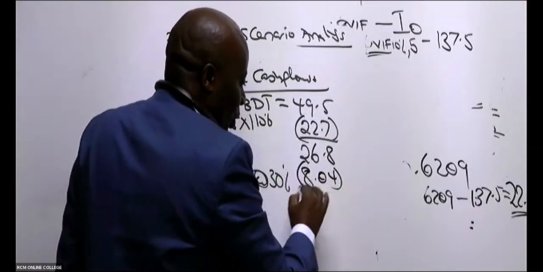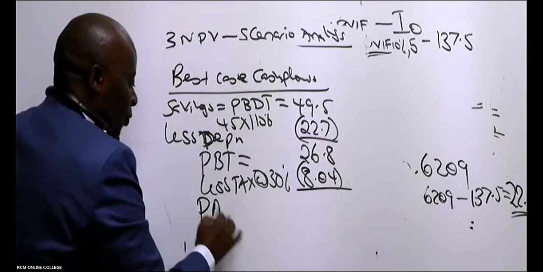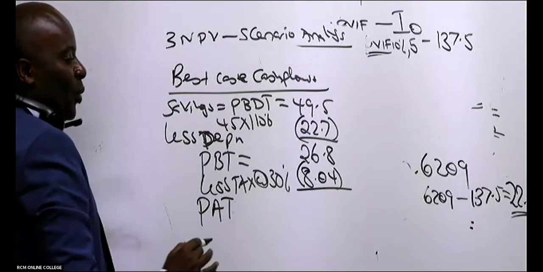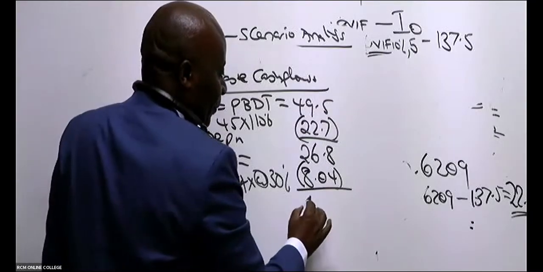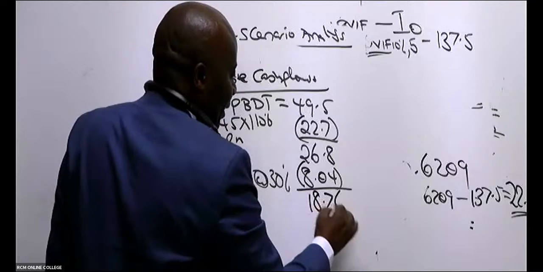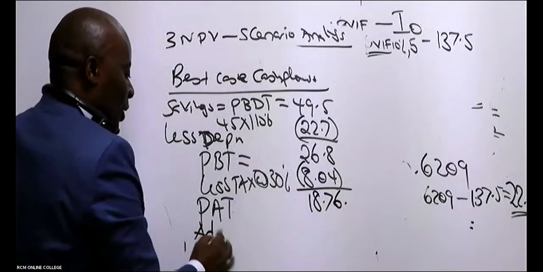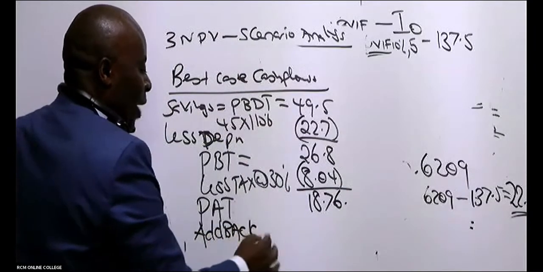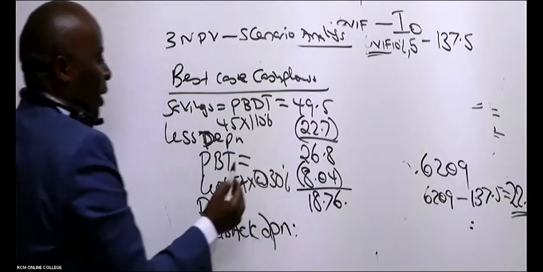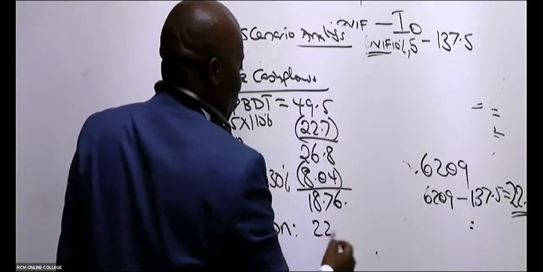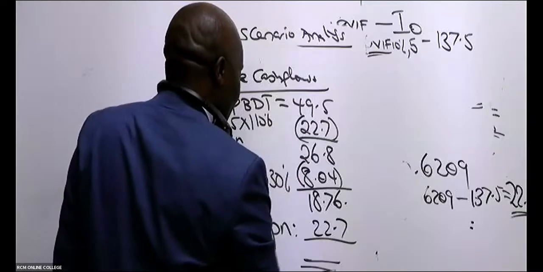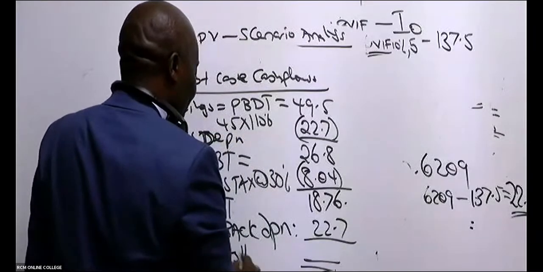28.04. Thank you very much. So you subtracted, and then you got what we call profit after tax, which gave us what figure here? 18.76. Then you come and add back what here? You add back depreciation, which gave us 22.7, which in this case here then gives us cash flow. Cash flow how much?